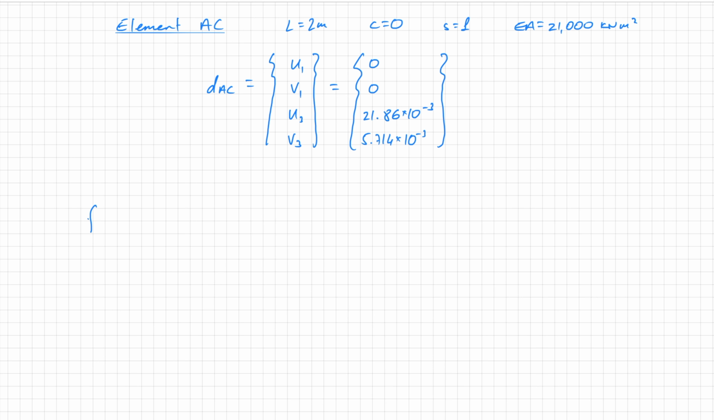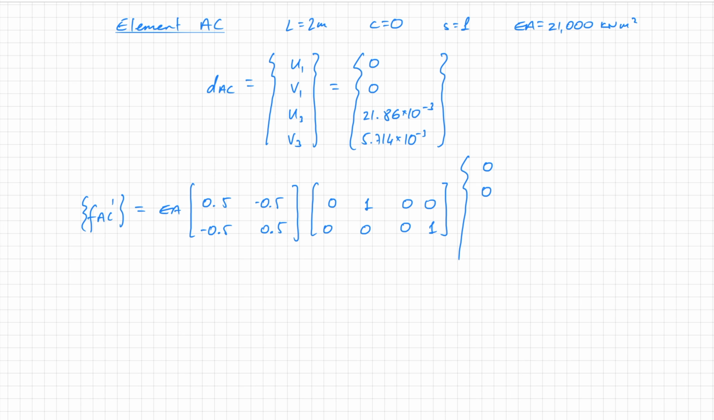So let's solve this. We have FAC in local coordinates equals EA. I've already popped in the length of 2, so I've got here 0.5, minus 0.5, and minus 0.5, and 0.5. Then I have the transformation matrix, which works out as 0, 1, 0, 0, 0, 0, 0, and 1. And the displacement vector, which had 0, 0, and then 21.86 times 10 to the minus 3, and 5.714 times 10 to the minus 3. And that's what I need to solve in order to find the forces.